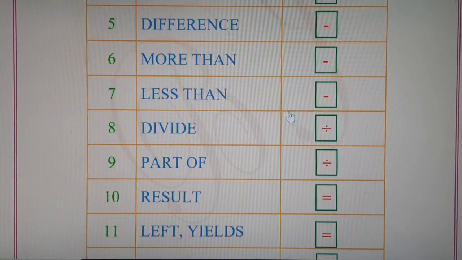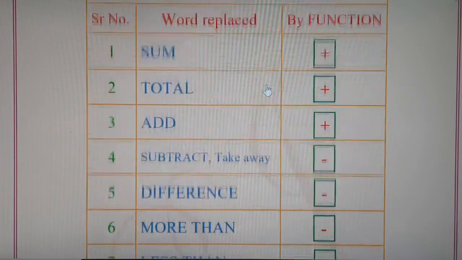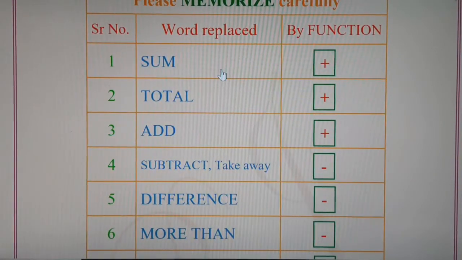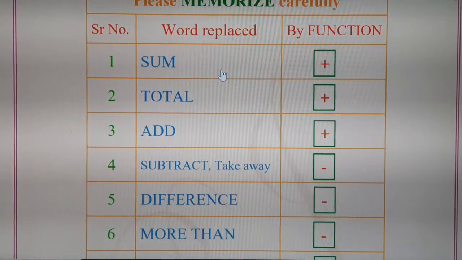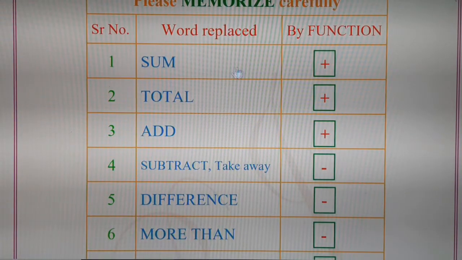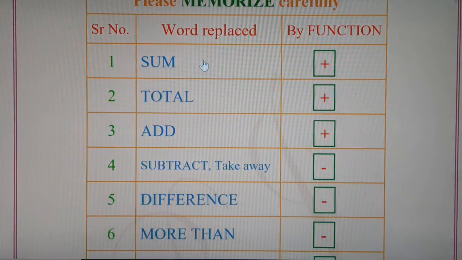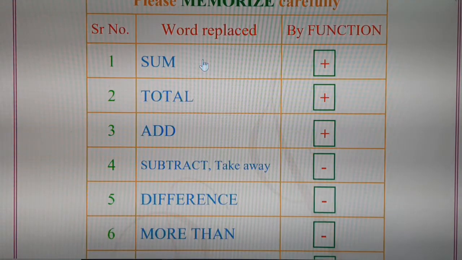We can discuss this with certain examples as we do the sum. Suppose it is given the sum of unknown number and 5 is 10. Then the word sum is used. So children, we have to use the plus sign. The sum of an unknown number and 5 is 10. That means our equation will be x plus 5 is equal to 10.